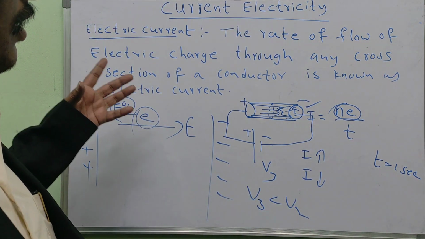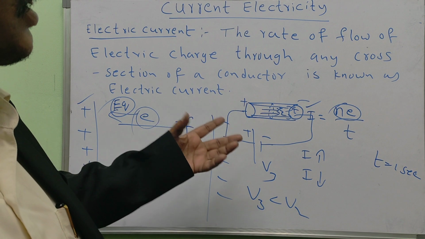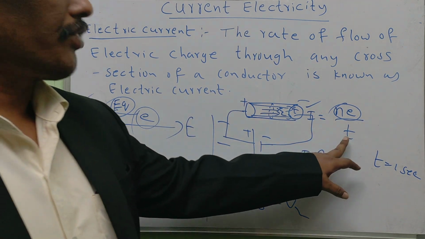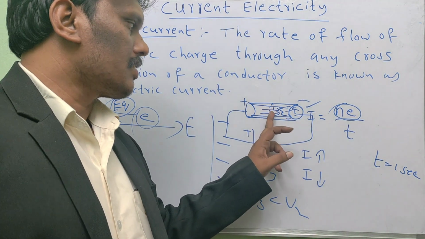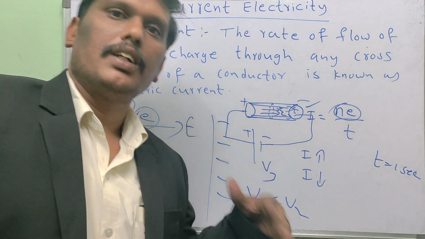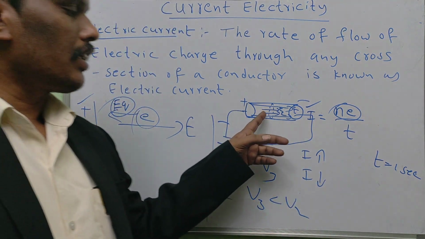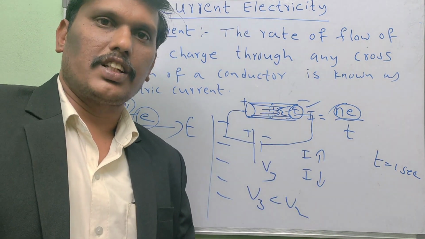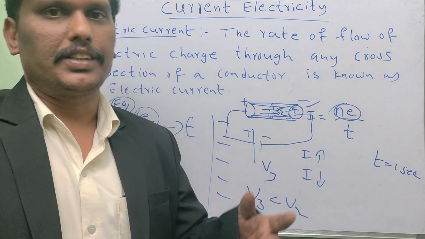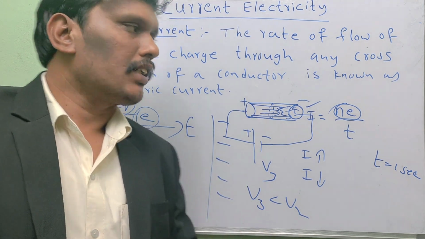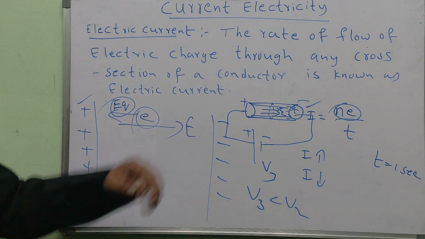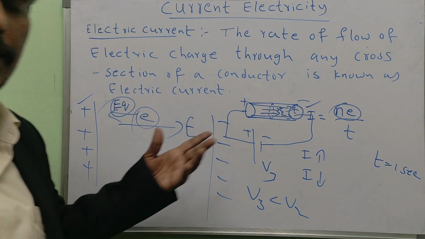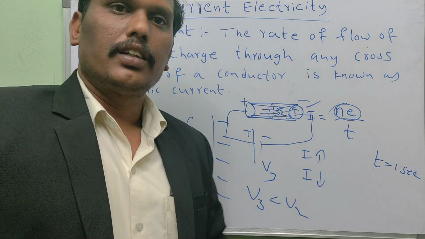My dear student, try to understand the meaning of current increases and decreases. If the number of electrons passing through this cross section area increases in 1 second, it means current increases, or if the number of electrons passing through this cross section area decreases, we call it current decreases. Actually, what is the current? The rate of flow of electric charges through any cross section of a conductor, generally we call it electric current. Thank you, my dear student.